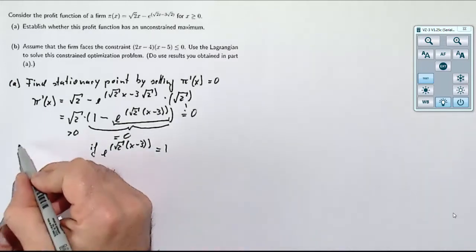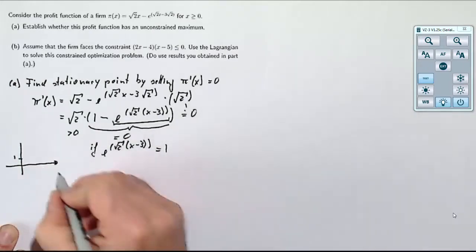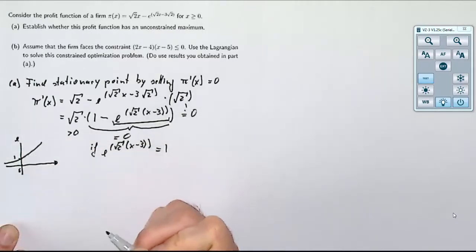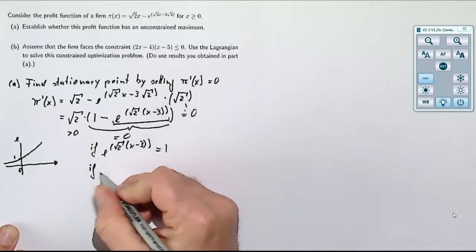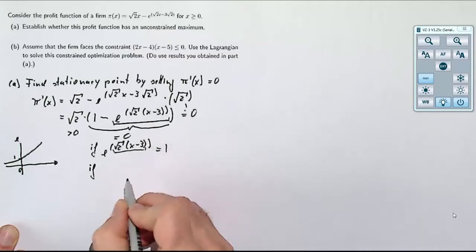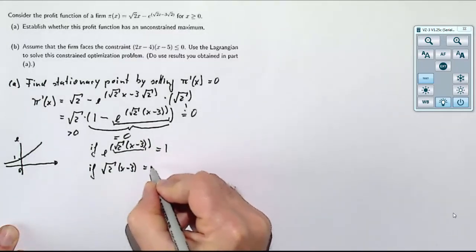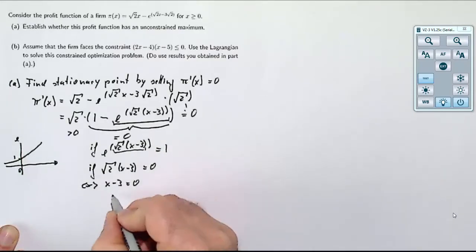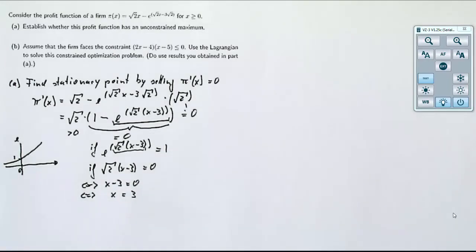Now to answer questions like this, you really need to understand your exponential function and understand what it looks like. We know that at an input value of 0, the function becomes 1. So that inner part, the argument of the exponential function, has to be 0. And that is going to be 0 if x is equal to 3. There's no other way this can become 0. So this is our stationary point.